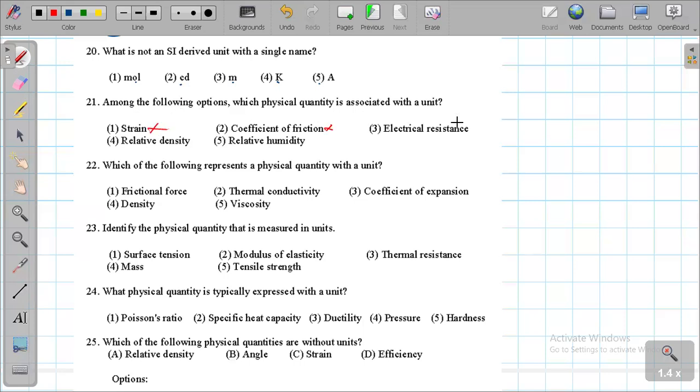Strain, no. Coefficient of friction, no. Relative density, no. Relative humidity, no. Resistance, yes. But with your normal knowledge, in grade 10 knowledge, even you know this one. Why? You know that it is measured in ohms. If you know there is an answer with a unit, that should be the answer. Right? Use your general understanding.